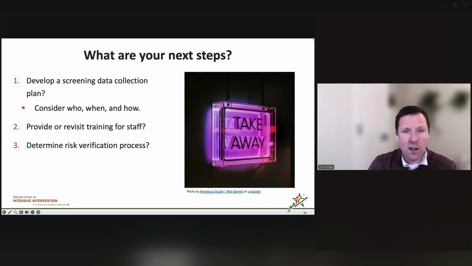Maybe you need to focus on the training that you're providing and revisit refreshers for staff. Maybe we need a risk verification process. We want to come up with some consistent data sources that we can use to verify when a student comes up flagged as at risk that they're actually at risk. Because we don't want that to be a case by case basis, because then we'll just use whatever data says whatever we want it to say. So we want to be clear ahead of time. If a student comes up as at risk, we're going to use these two assessments to verify that risk.